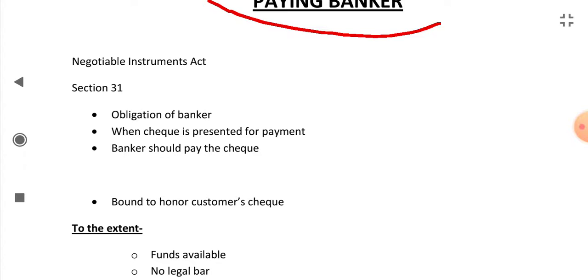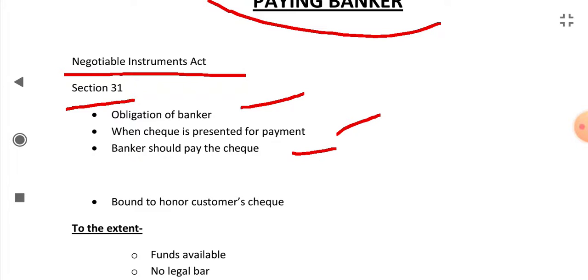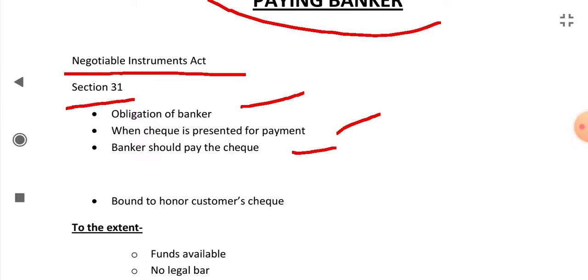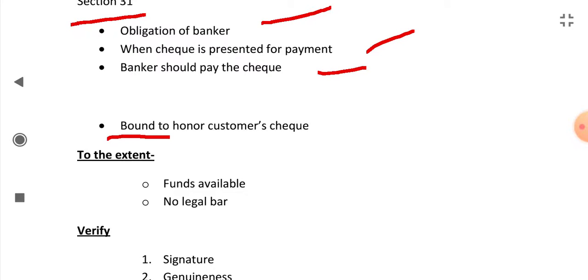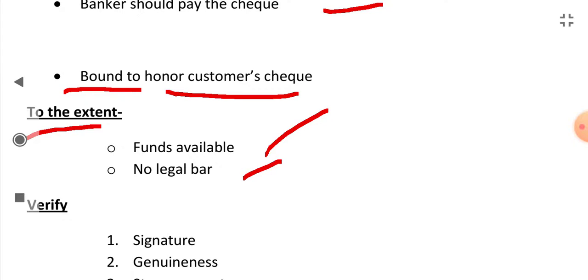According to Negotiable Instruments Act section 31, it's an obligation of the banker, when a check is presented for payment, to pay the check. It's his duty. He is bound to honor the customer's check. It's not on his wish, he is bound. To what extent? He should check that funds are available in the account. If the instrument is of 1000 rupees and the funds are only 500 rupees in the account, then he cannot make the payment. There is no legal bar, no legal hindrance which can stop the payment.